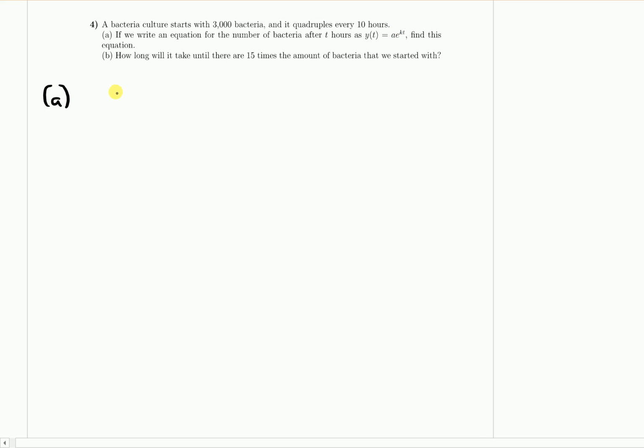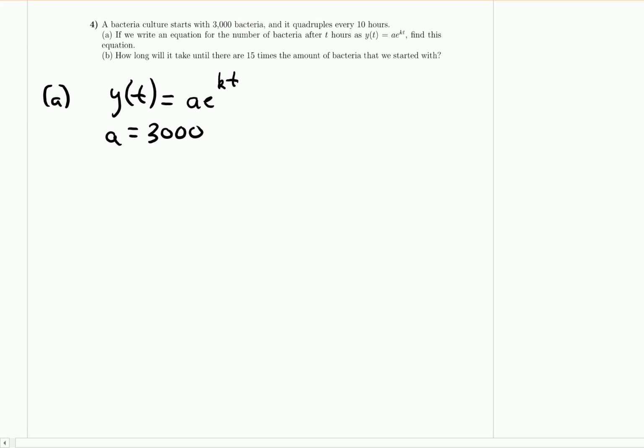Okay, so we're working with this equation for exponential growth. So it's the same equation as with continuously compounded interest. It's just that A and K represent slightly different things here. So remember that A represents the initial amount, which in this case we're given, it's 3,000. So the initial amount is 3,000.